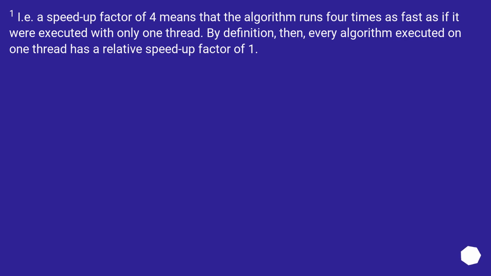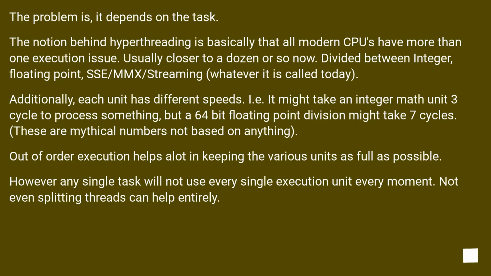A relative speedup factor of 4 means that the algorithm runs 4 times as fast as if it were executed with only 1 thread. By definition, then, every algorithm executed on 1 thread has a relative speedup factor of 1. The problem is, it depends on the task.